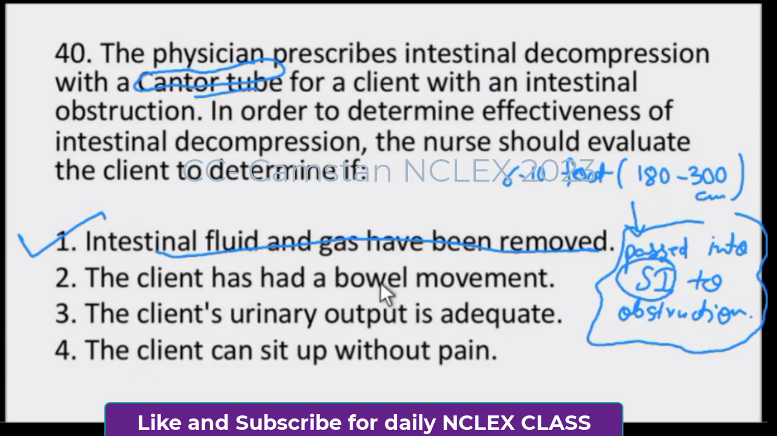Second one is the client has had a bowel movement. Well, the client cannot have any adequate bowel movement until the obstruction is removed. So this is not right. Third is the client's urinary output is adequate. Pressure from the distended intestine should not obstruct the urinary output, so it has no relation with the urinary output. So not significant. Fourth is the client can sit up without pain. Yes, the client may be able to sit up and maybe the pain will be less, but it has no relation with this. So not correct. So the correct option is the first one, that is intestinal fluid and gas have been removed.